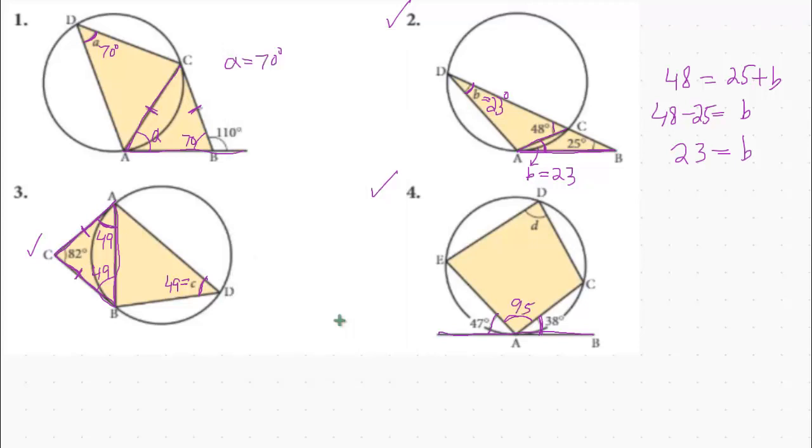And according to the cyclic quadrilateral property, the sum of these two angles is 180. They are supplementary angles. So if we subtract 95 from 180, we will get angle A, angle D, which is 85. So D is 85. There is another way: by using the alternate segment theorem, we will get the answer 85.